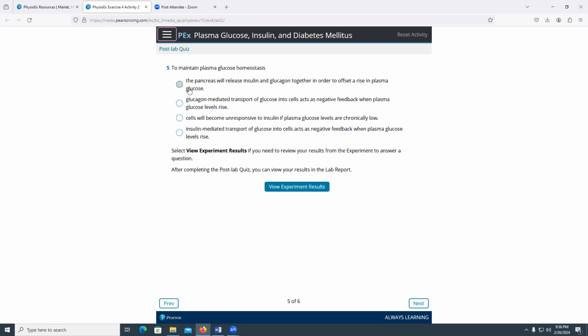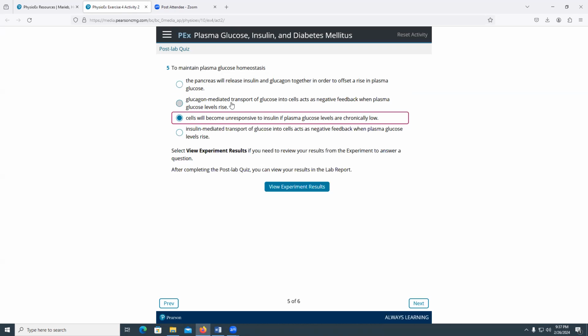To maintain plasma glucose homeostasis, the pancreas will release insulin and glucagon together in order to offset the rise. And no, to offset the rise, we will only secrete insulin. Glucagon-mediated transport of glucose into cells acts as negative feedback when plasma glucose levels rise. Cells will become unresponsive to insulin if plasma glucose levels are chronically low.